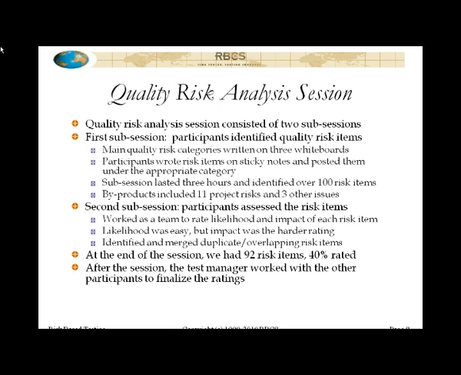So at the end of this overall session, we have 92 risk items that we have identified, and 40% of those have been rated. And we've come to sort of a meeting of the minds, as it were, across the stakeholders about how to rate these risk items, how to assign the likelihood and impact values.